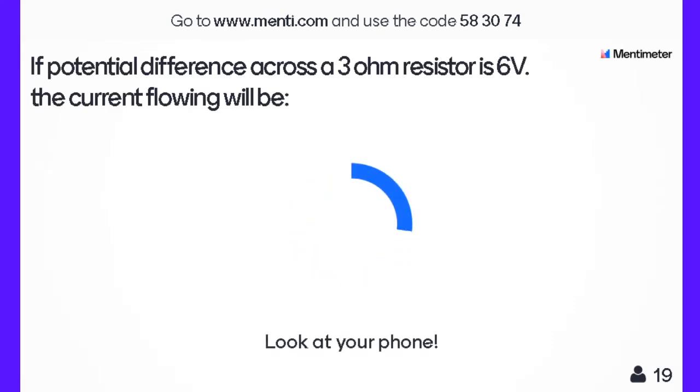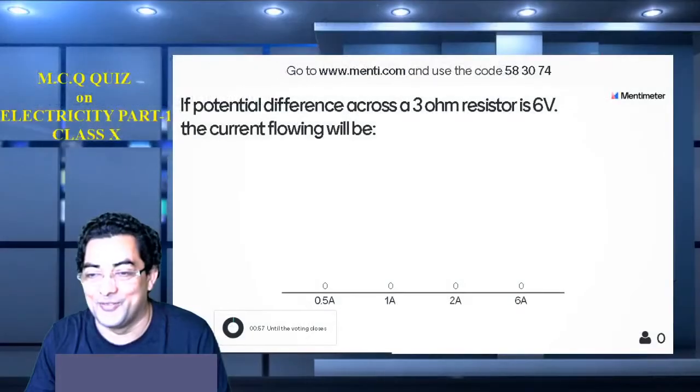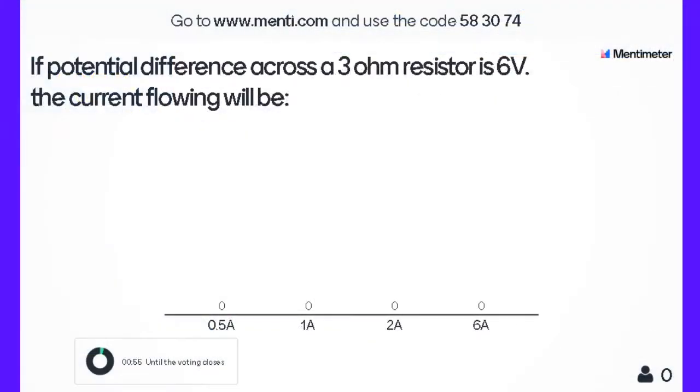The next one, again a numerical for all of you, is this one. If the potential difference across a 3 ohm resistor is 6 volts, what's the current flowing through it? And you've got 4 options: 0.5 amperes, 1 ampere, 2 amperes, and 6 amperes. If the potential difference across a 3 ohm resistor is 6 volts. Okay guys, we have got 35 seconds over. 14 of you have already given the answer.